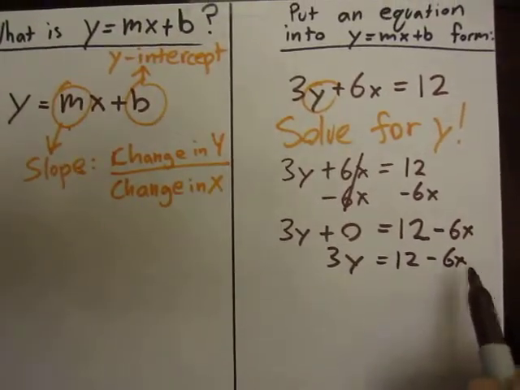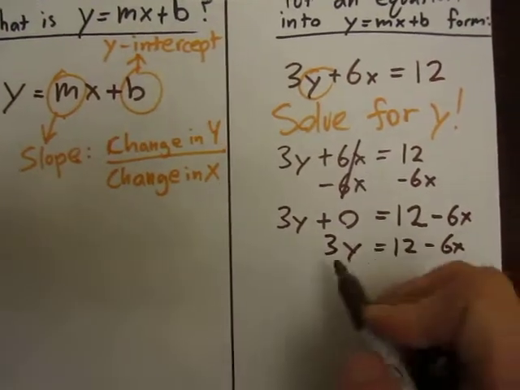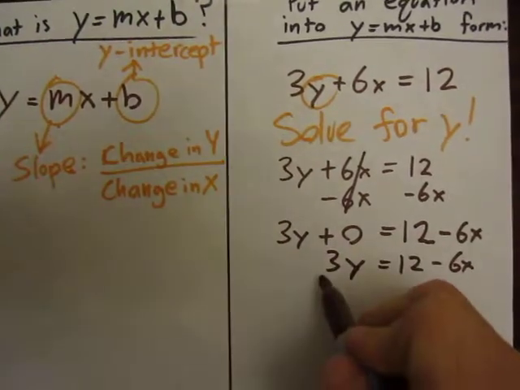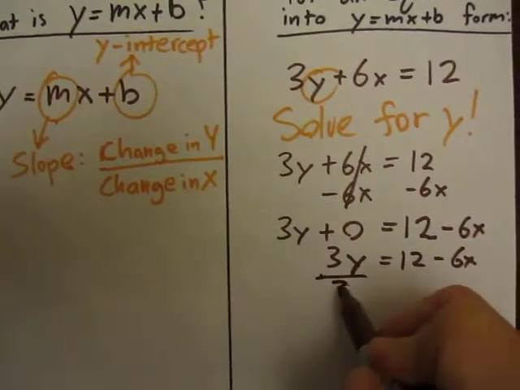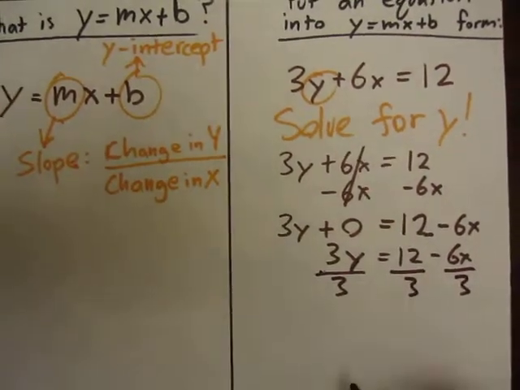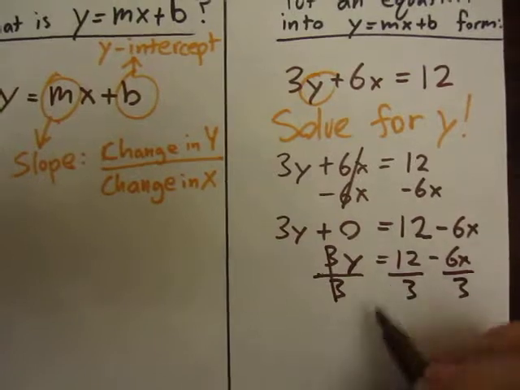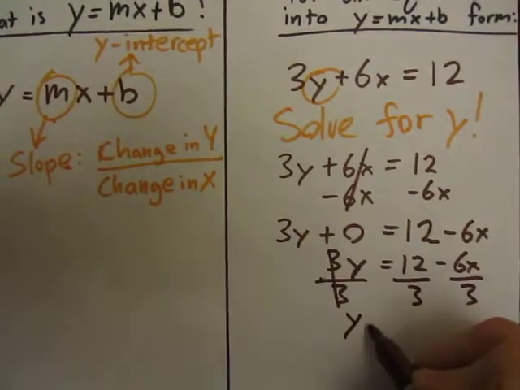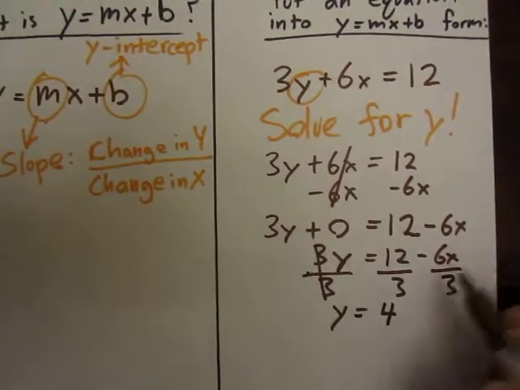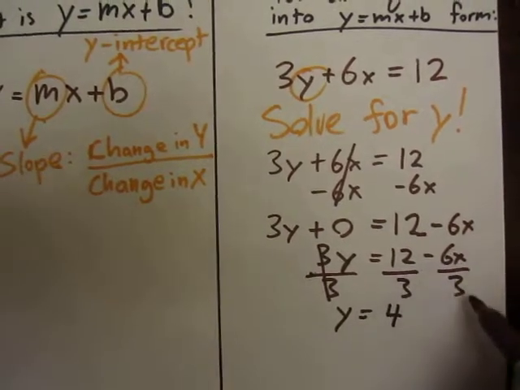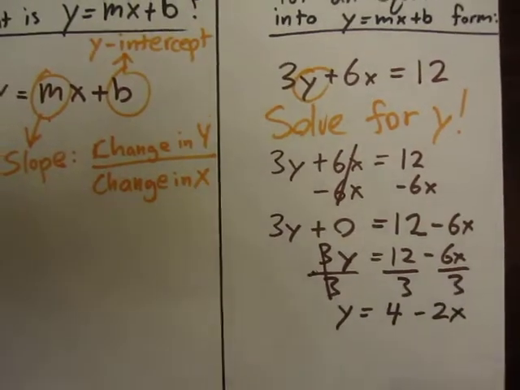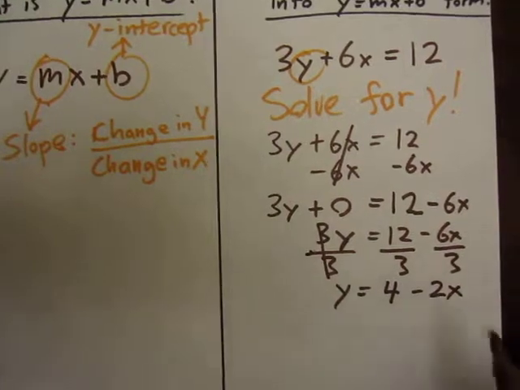Now the last thing I need to do is get y by itself. So I can use inverse operations. It's 3 times y, so if I divide each term by 3, I should get y by itself. That leaves me with y equals 12 divided by 3 is 4, and negative 6 divided by 3 is negative 2. So now I'm left with y equals 4 minus 2x.